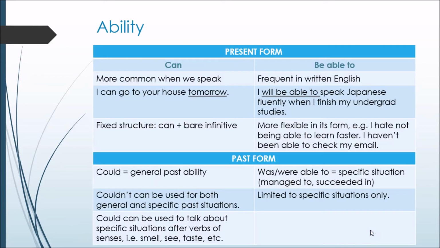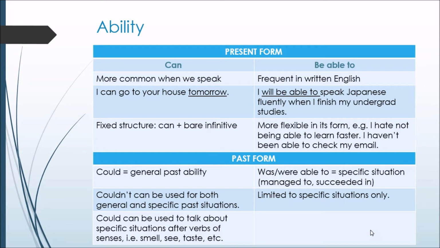In terms of ability, and this is something that we need to discuss in detail, there are two ways of showing ability, at least in present, and they're basically the same thing. Can is a bit more common when we speak, whereas be able to is more frequent in written English. We use can, however, to talk about arrangements. But if we want to talk about a future ability, then we are likely to use will be able to.